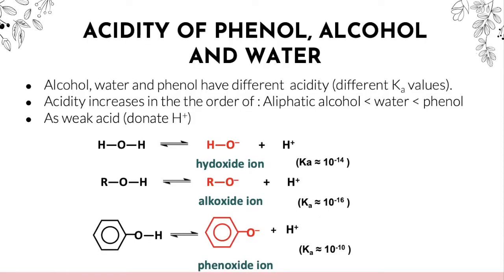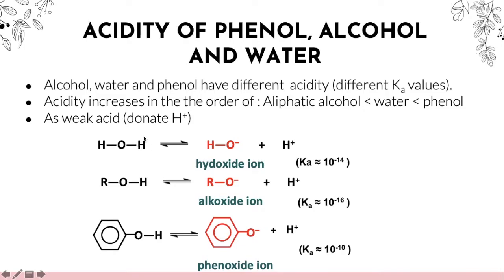Phenol. Acidity of phenol, alcohol, and water. Alcohol, water, and phenol have different acidity because they have different Ka values. Acidity increases in the order of aliphatic alcohol, meaning straight chain alcohol. The acidity is less than water, and water acidity is less than phenol. Phenol, alcohol, and water are considered weak acids because they donate H plus ion.